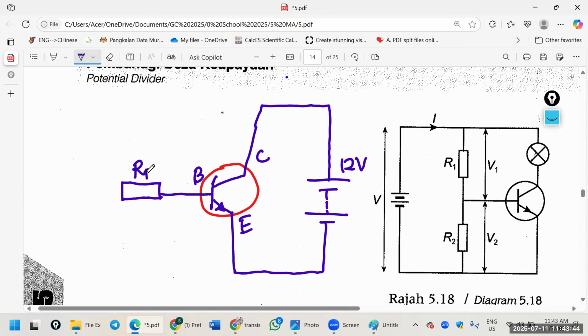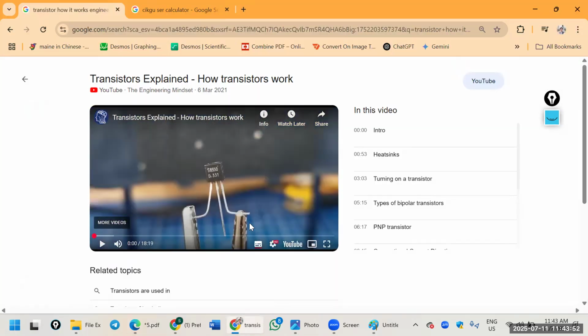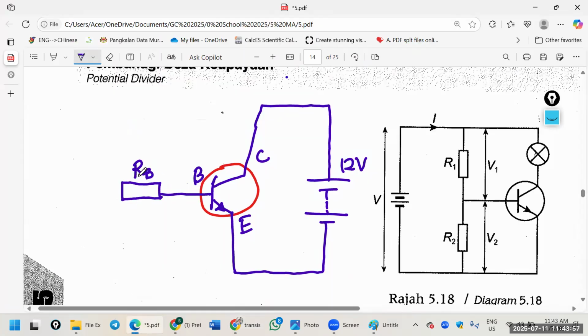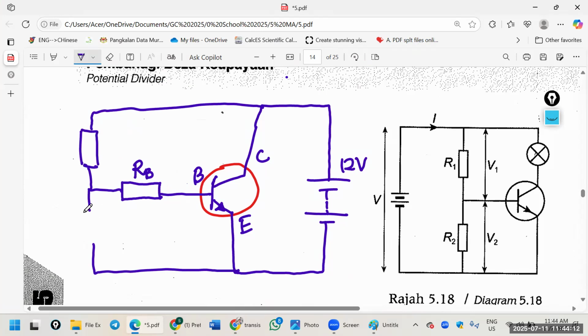Alright, so in front of the base, we have one resistor. We call it RB. We must fix the current. If not, you will get this effect. But this is a transistor, so we must fix it. Then let's draw like this. And then we add two resistors here. I would say the upper one is R1, the lower one is R2.